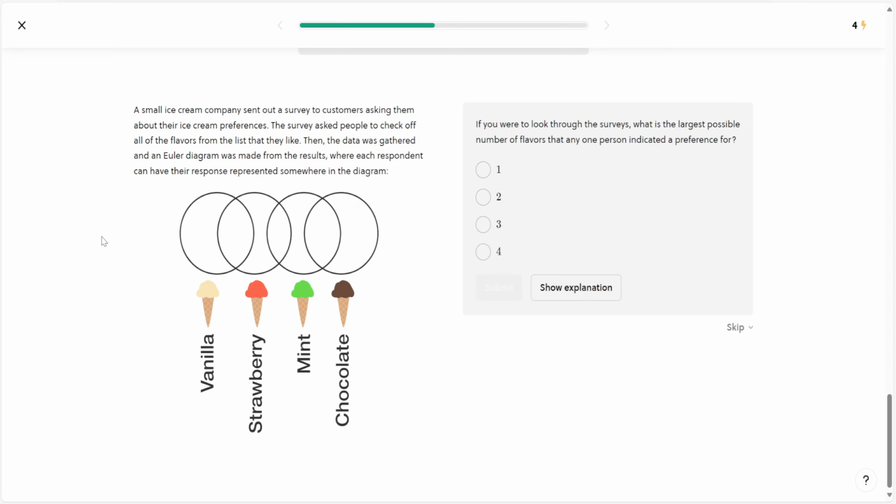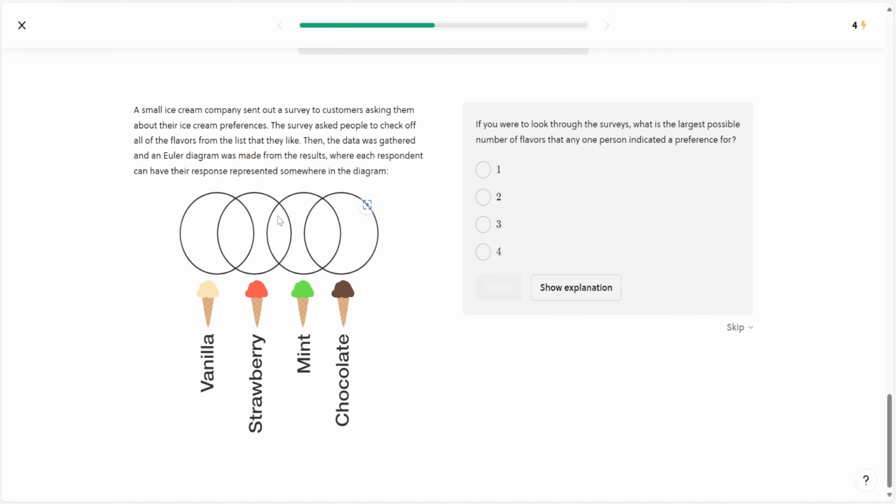A small ice cream company sent out a survey to customers asking them about their ice cream preferences. The survey asked people to check off all of the flavors from the list that they like. Then the data was gathered and a Euler diagram was made from the results, where each respondent can have their response represented somewhere in the diagram. If you were to look through the surveys, what is the largest possible number of flavors that any one person indicated a preference for?